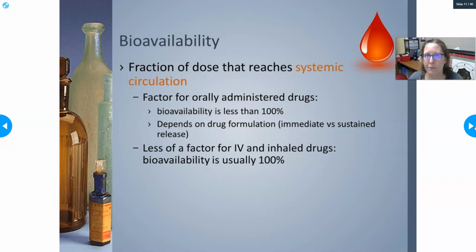And so the dosage of these drugs, especially over-the-counter drugs, do take that into account. And of course, it also depends on the drug formulation, whether it's immediate versus sustained release. Of course, it is less of a factor for IV and inhaled drugs because you pretty much get them straight into the systemic circulation, and so their bioavailability is usually 100%.